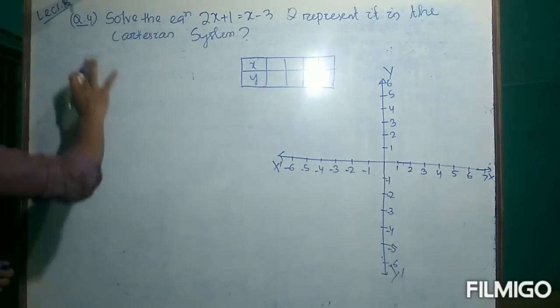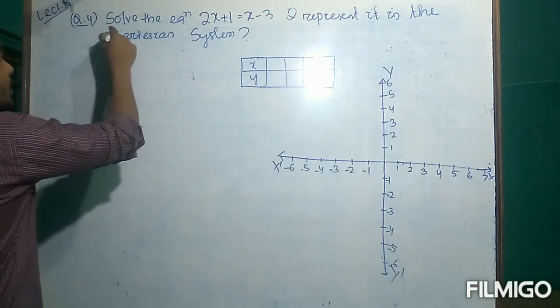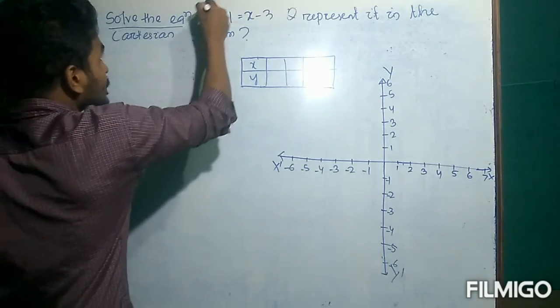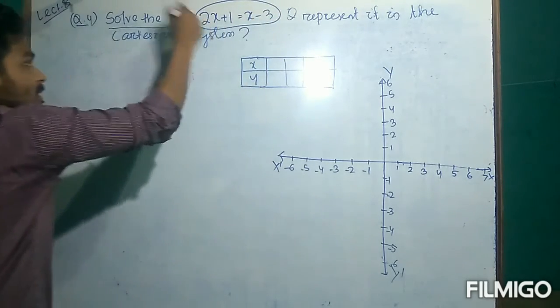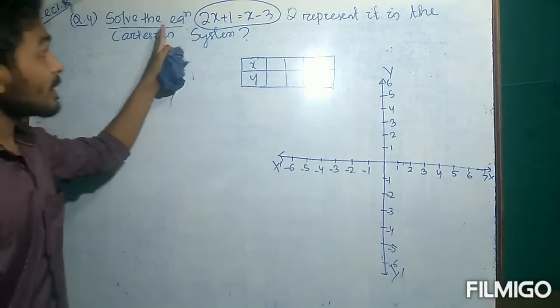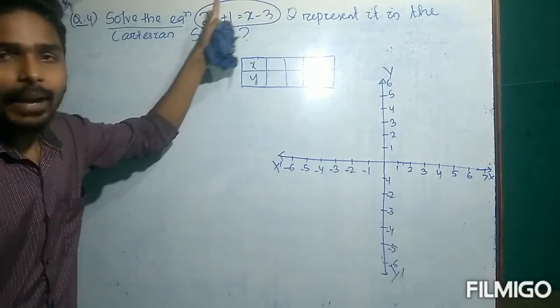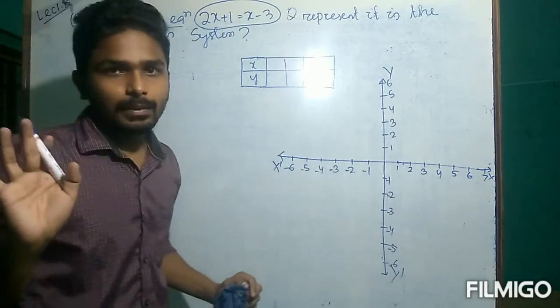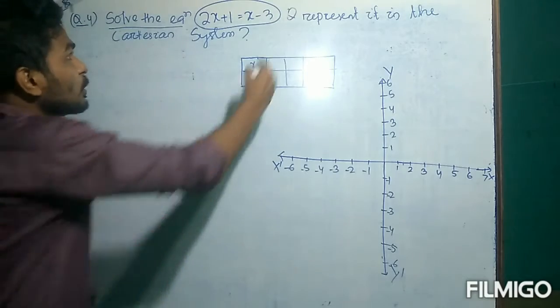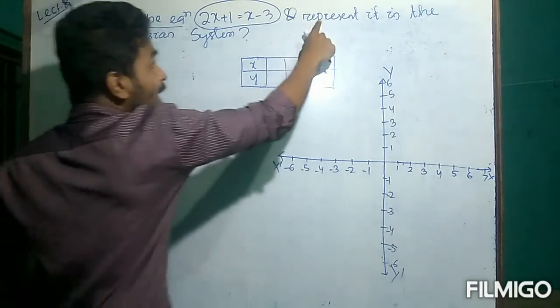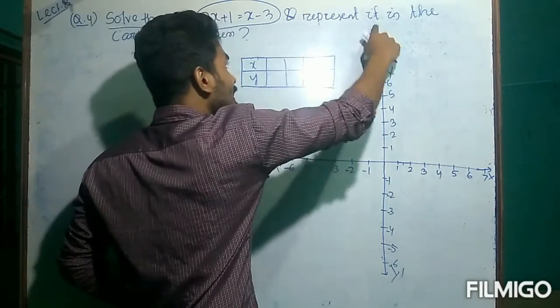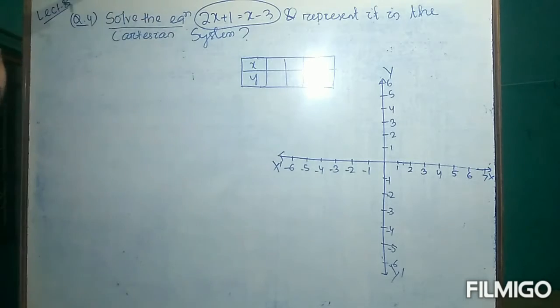Understood? Let's do another question. So first read the question. Solve the equation 2x plus 1 is equal to x minus 3. Okay. So you have to first solve this equation and find the value for x. Okay, is it clear? Next what we will do? Represent this equation in the Cartesian system.